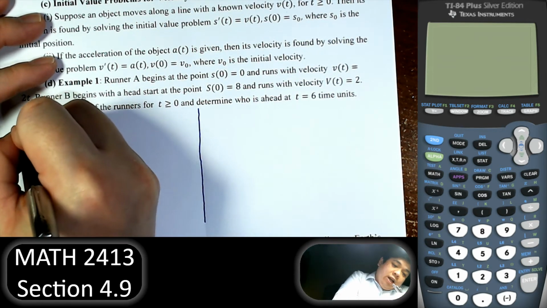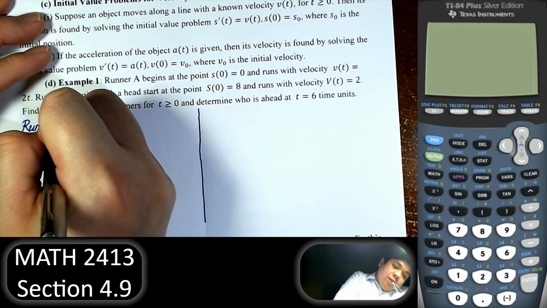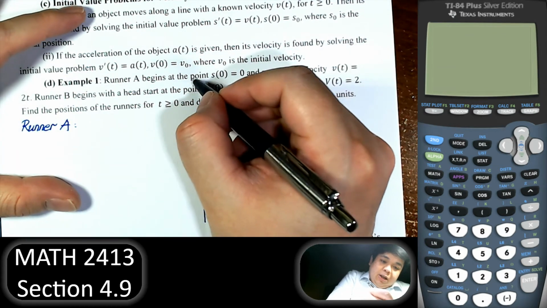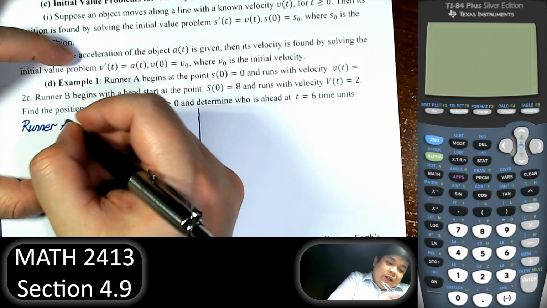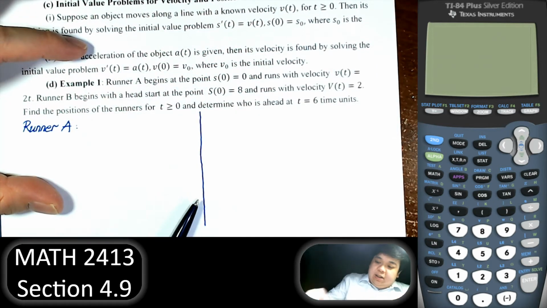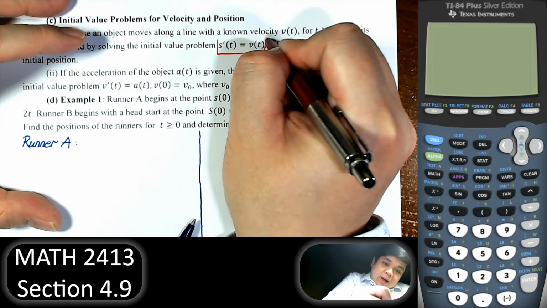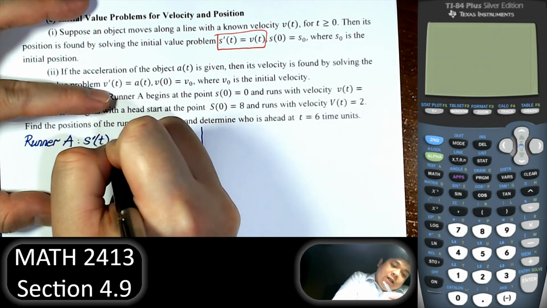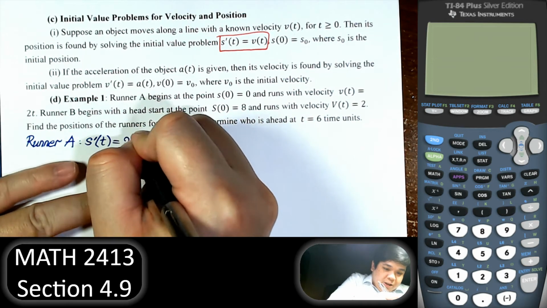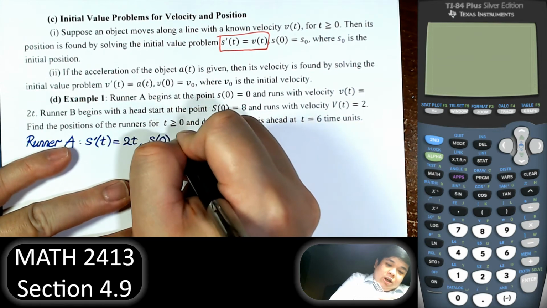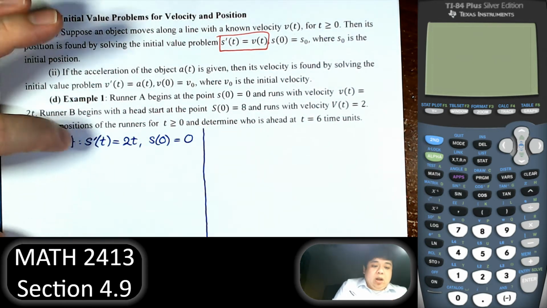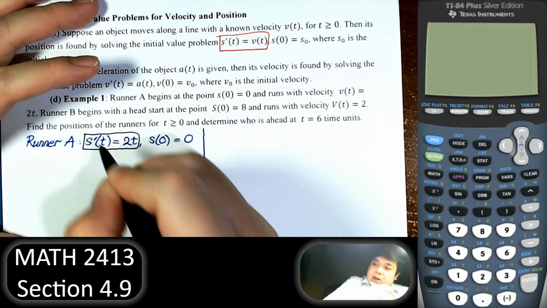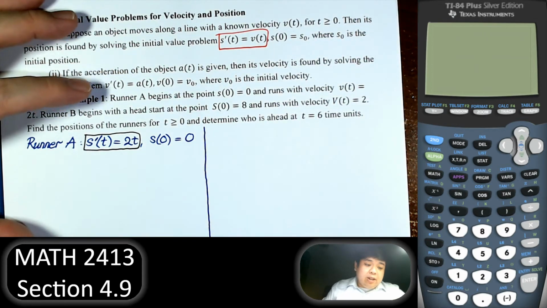So first, runner A. We have the velocity equal to 2t. Velocity is the derivative of the position function, so I will write the derivative is equal to 2t, where initially the position is at 0. Right. So I have the derivative. To undo the derivative, I will integrate, right?